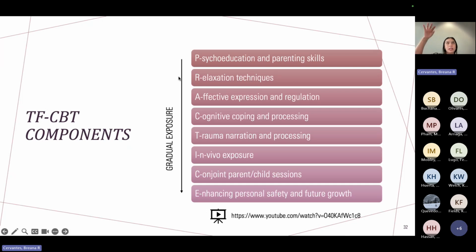So if you'll notice, it gets gradually more intense in terms of dealing with the actual trauma. So all the way down here, in vivo is exposure and trauma narration, before we even get to talking about the actual traumatic event, before we actually have you do in vivo exposures, getting in the car or walking on the sidewalk, whatever the case may be. We are doing all of this stuff first to kind of give you resources and skills that are going to help you as you go through the rest of the intervention. So it is kind of like a gradual exposure just by nature of the structure of TFCBT.